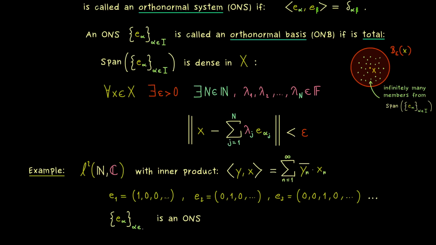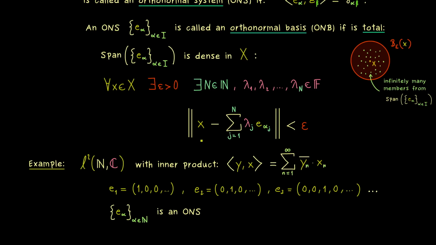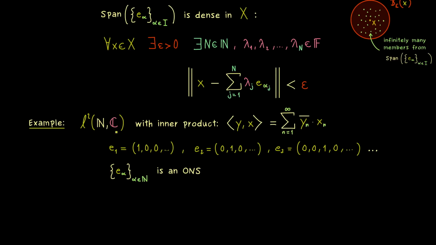And now the natural question would be, is this also an ONB? So can we show this total property for the family as well? In fact, this is not hard at all, because every vector x is an infinite sequence with entries in C. So every x in L2 can be written as a sequence x1, x2 and so on.